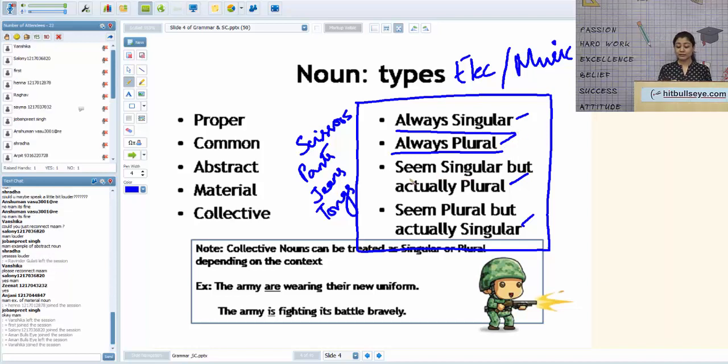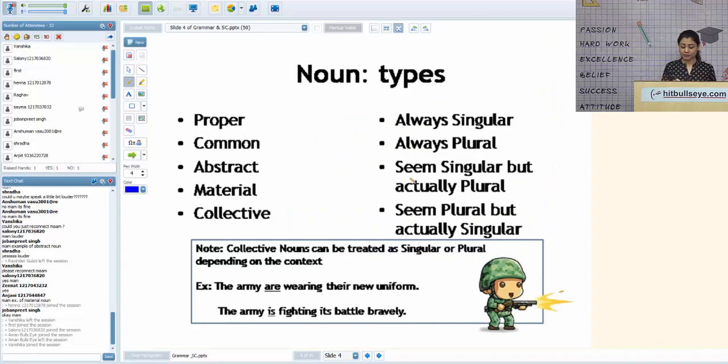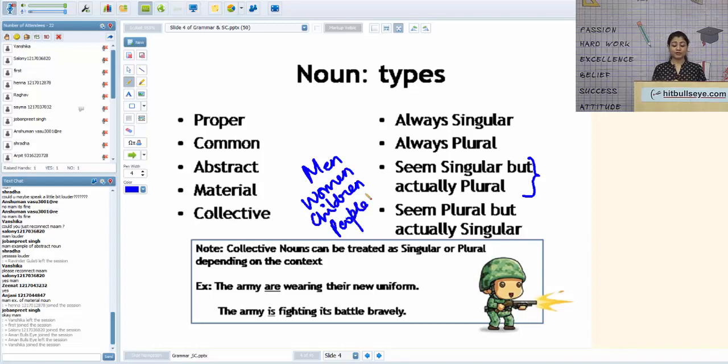Then there are certain words that seem singular but are actually plural. Let's check out a few examples of these. The ones that seem singular but are actually plural: men, women, children, people. These words are not to be confused because even though they do not have an s at the end of them, they are still plural.